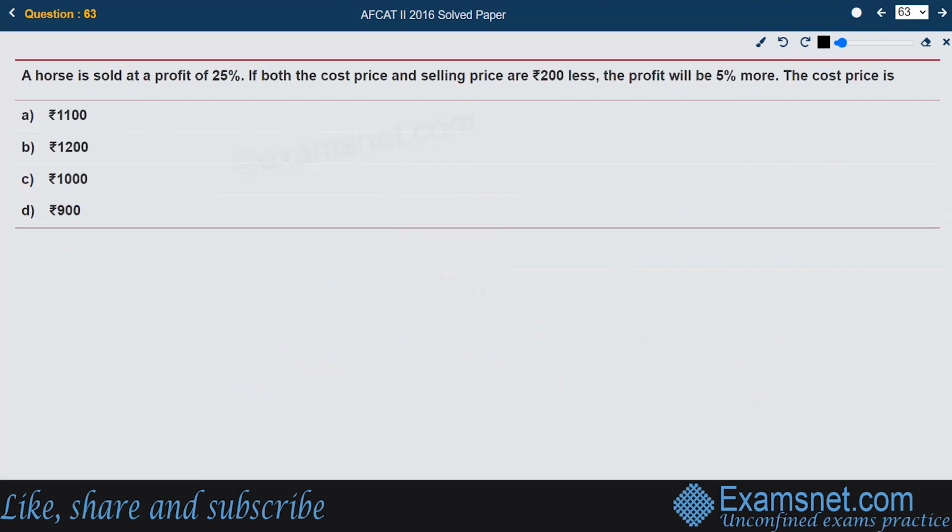Next, a horse is sold at a profit of 25%. If both the cost price and selling price are 200 less, the profit will be 5% more. The cost price is. Okay.